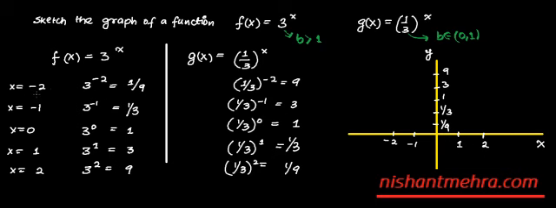Is that fine? Now suppose x is equal to minus 2, what is the value of f(x) here? 3^(-2) is 1 upon 3 squared, which is 1/9. So when x is equal to minus 2, f(x) is equal to 1/9. When x is equal to minus 1, then f(x) equals 1/3. When x is equal to 0, then it is 3^0, and anything to the power 0 is 1. When x is equal to 1, then it is 3^1, which is 3. And x equals 2 will be 9.